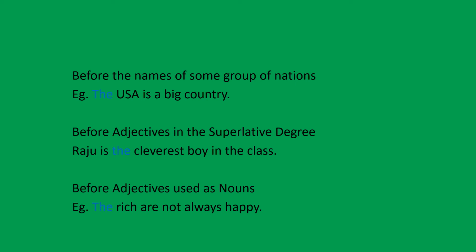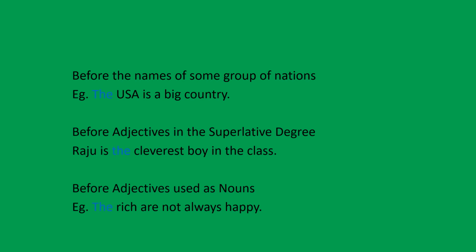We use the before adjectives also in the superlative degree. In adjectives we have studied the positive, comparative and superlative degree. With the superlative degree of an adjective, we will use the. For example, Raju is the cleverest boy in the class. Here cleverest is the superlative degree, so before cleverest, we will use the.